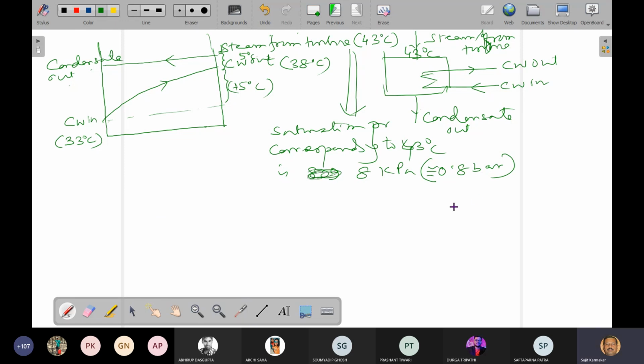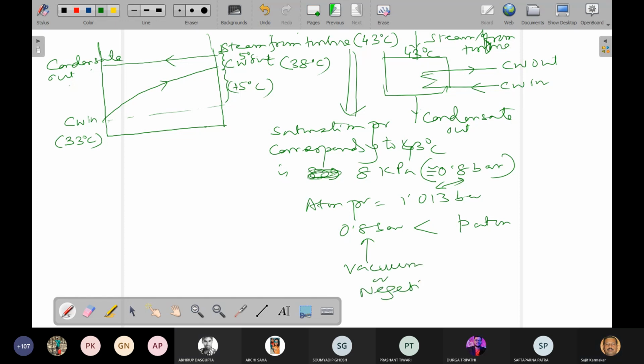Alright. So atmospheric condition is how much? Atmospheric pressure is 1.013 bar. Now what about this pressure? So 0.8 bar pressure is less than atmospheric pressure. So what is this pressure? Vacuum pressure. It is negative pressure, vacuum or negative pressure. Is it clear?